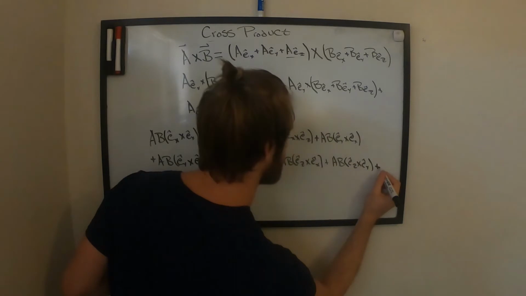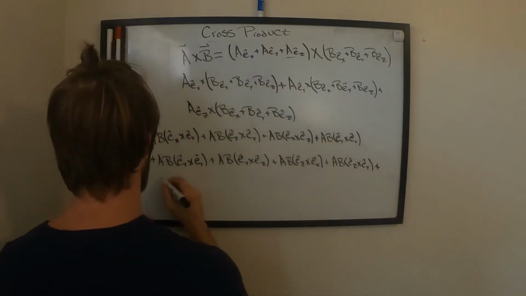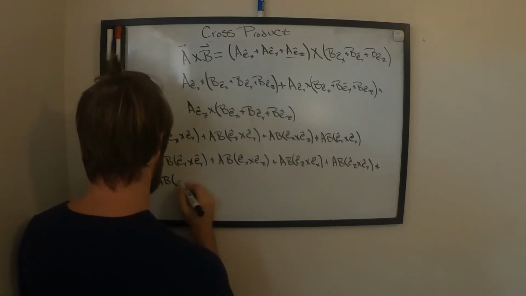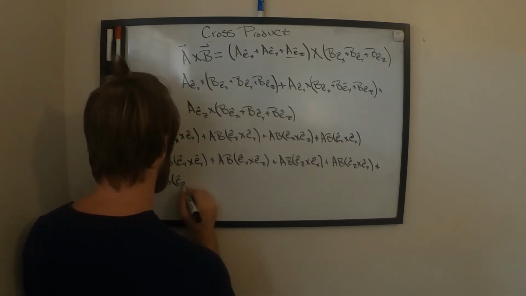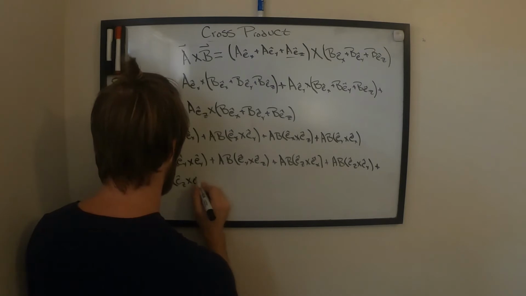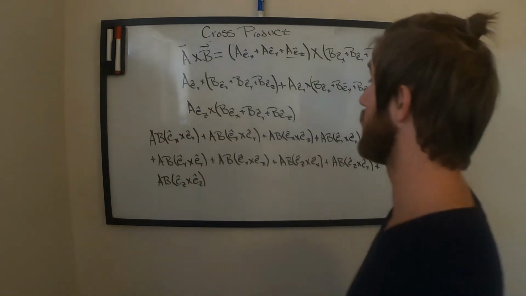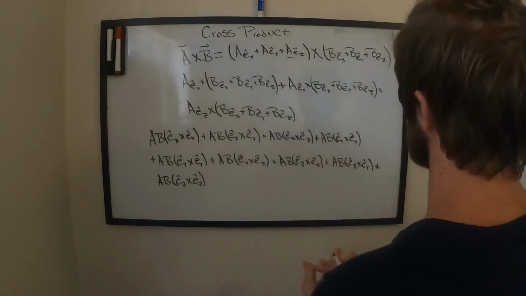And then my following term here is going to be AB, and this is my final one, in fact. So AB, e hat z cross e hat z. Okay, all right. Now we have this all written out. Let's start making some cancellations and some simplifications.